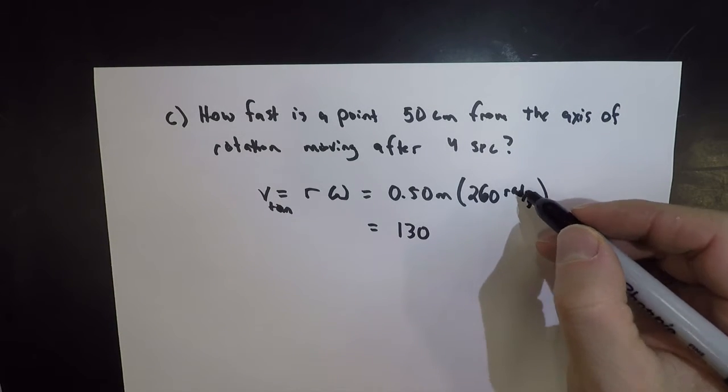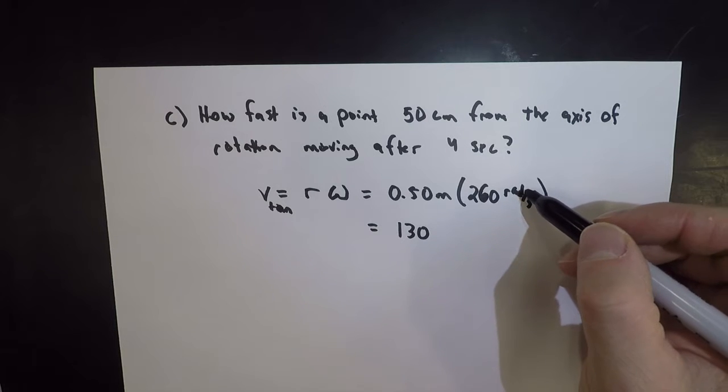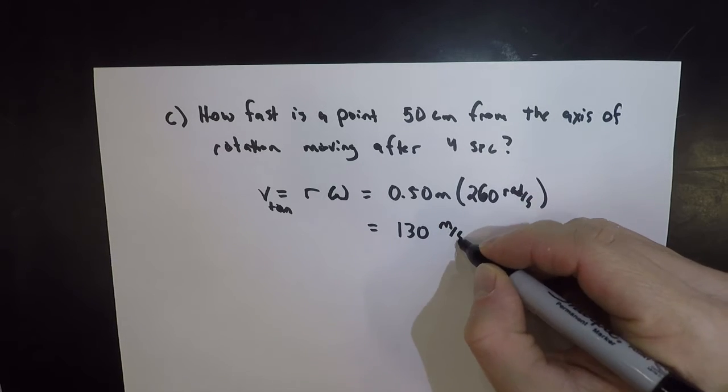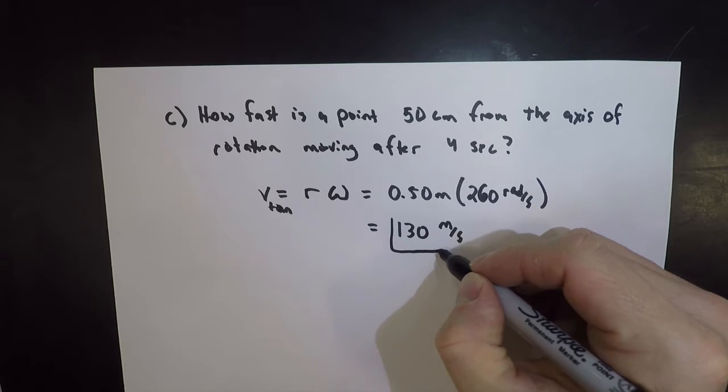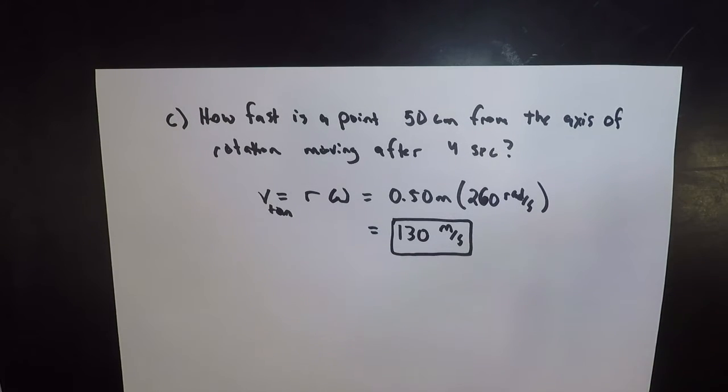And again, a radian isn't actually a unit, it's just a ratio of 2 lengths, so I can write this as 130 meters per second. So this point, half a meter away from the axis of rotation, is moving really fast, right? A couple hundred miles per hour, or 130 meters per second.